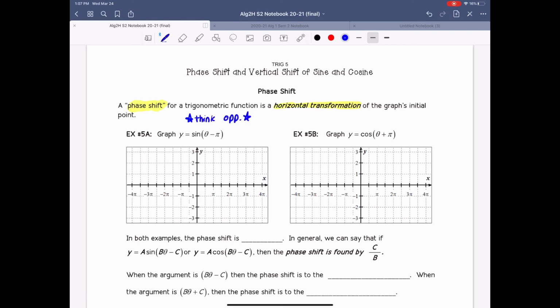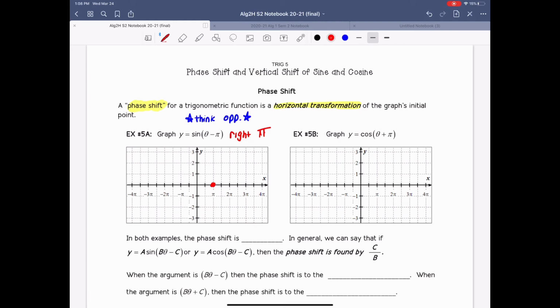So if inside parentheses I have theta minus pi, that means I'm shifting my graph to the right pi radians. If I have negative inside, that means I'm shifting to the right. If I have positive inside, that means I'm shifting to the left. Again, I am thinking opposite. So I'm going to take the initial point of the sine function, which I know is 0, 0, and shift this to the right pi radians. So my new initial point is going to be pi, 0.